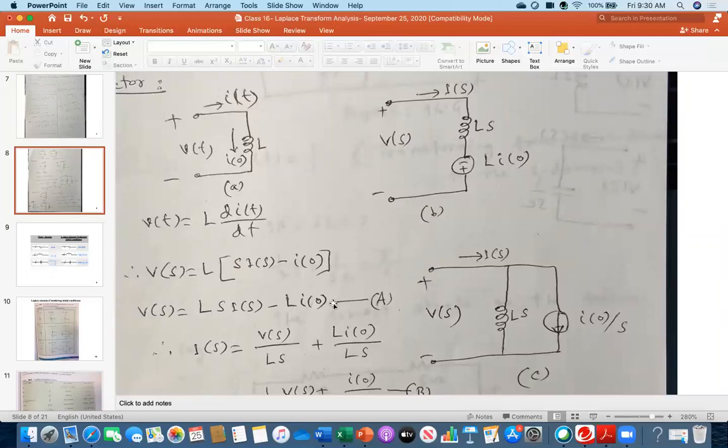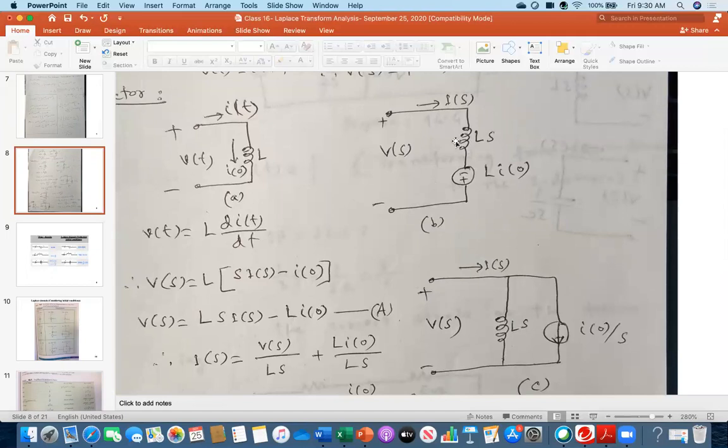Now I can represent equation A by drawing this circuit. This is my V(s), the total voltage here, and then there is I(s), so the current I(s) is flowing. I have a component which is Ls. And there was minus L i naught, so it looks like there is a voltage source with minus to plus polarity, which is L i naught.